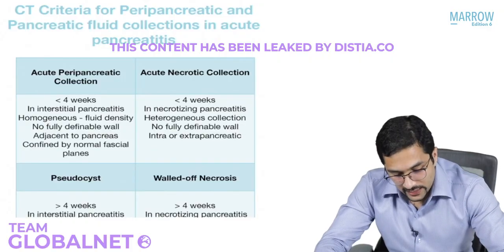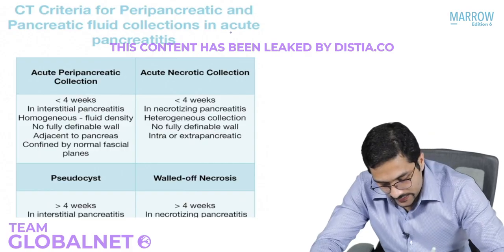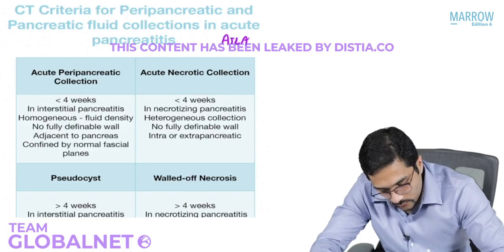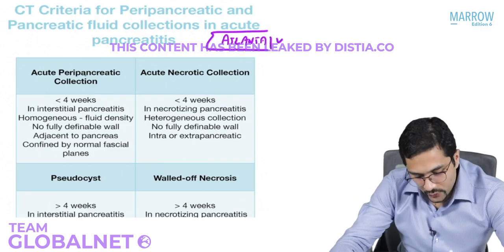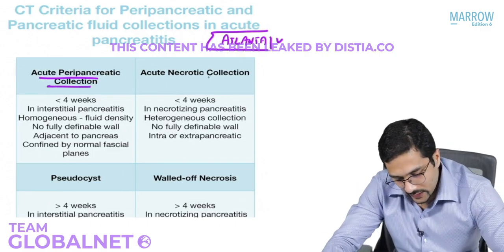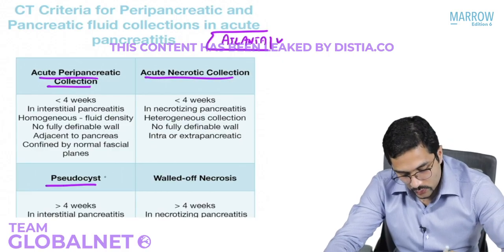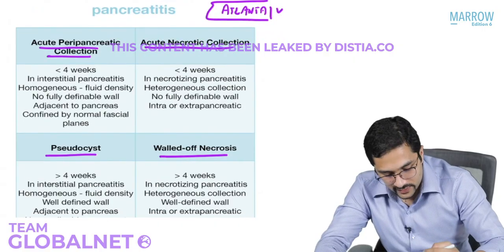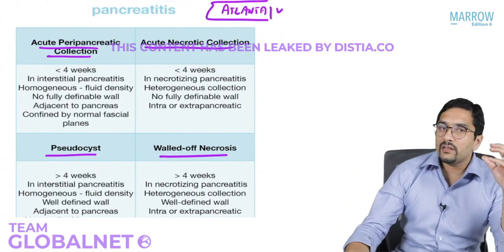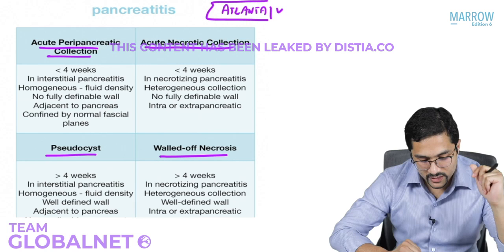Now, there are certain Atlanta classification guidelines or definitions which you should know for acute pancreatitis. You can have acute peripancreatic collection, acute necrotic collection, pseudocyst, and walled-off necrosis. These are the four definitions which are given, and I'll tell you very simple ways to remember these four definitions.